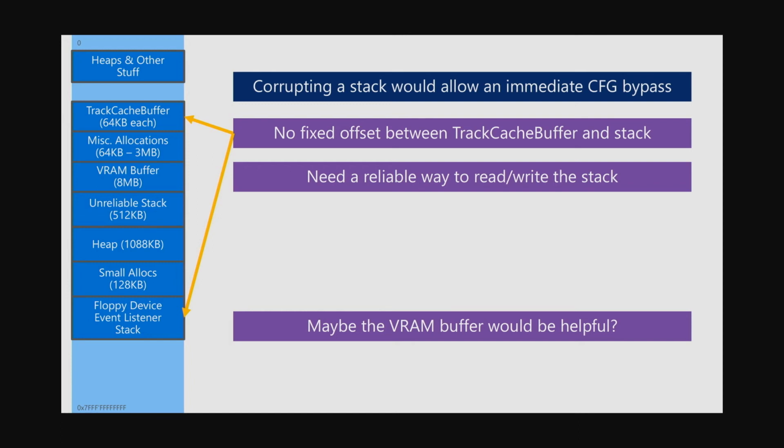Now, I was thinking that corrupting a stack would be great, because if I corrupt a stack, then I can just ignore control flow guard since it doesn't actually protect stacks. But the issue is that there's no predictable offset between that track cache buffer and any of the stacks on the system, because of these miscellaneous allocations that vary in size so much. So I really needed to figure out if there was a reliable way that I could read and write stacks.